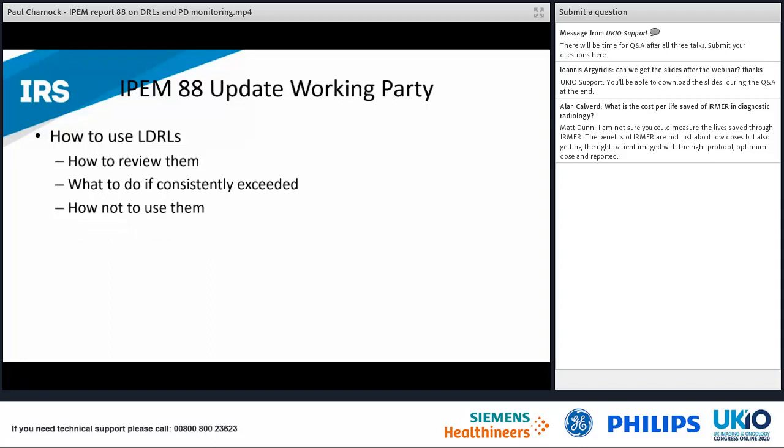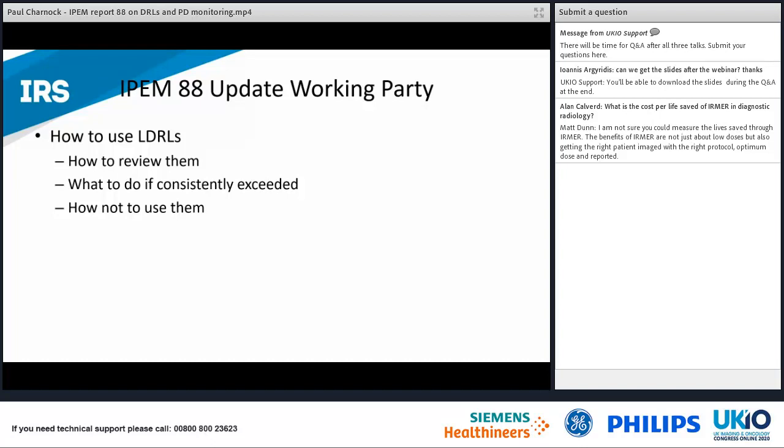And finally, we want a chapter or section to tell the reader how to use local diagnostic reference levels. How do you review them? What do you do if they are consistently exceeded? In fact, what is consistently exceeded? And also how not to use them. What is inappropriate use of local diagnostic reference levels? For example, application to single individual patients. We don't feel that's correct, so we'll explain that.